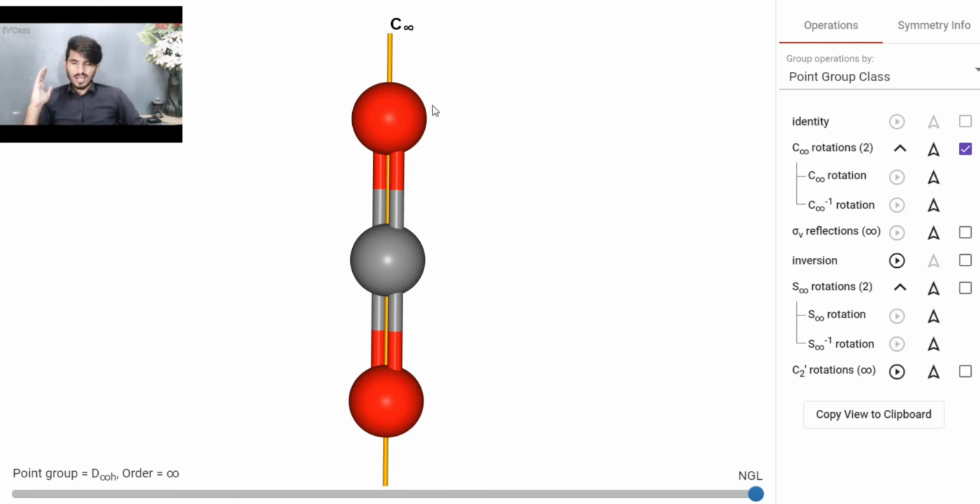So these are the overall symmetry elements present in the molecule of carbon dioxide, and the point group of carbon dioxide comes out to be D infinity h, and the order is infinity.